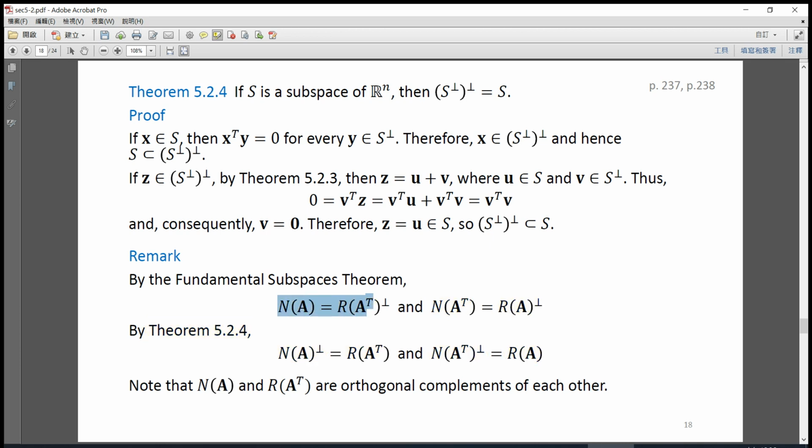From this equality, we know the null space of A is the orthogonal complement of R(A transpose), and from this equality, we know R(A transpose) is the orthogonal complement of the null space of A. Hence, the null space of A and the column space of A transpose are orthogonal complements of each other. Similarly, the null space of A transpose and the column space of A are orthogonal complements of each other.